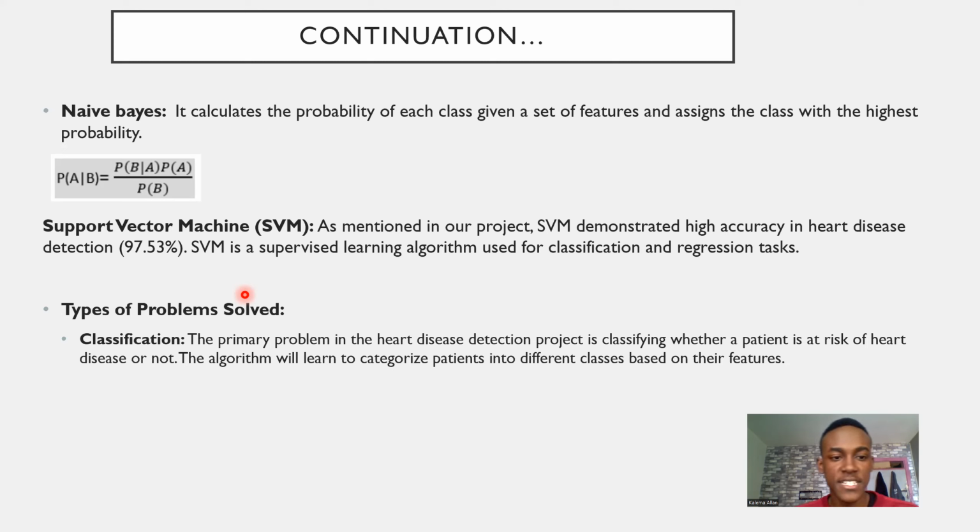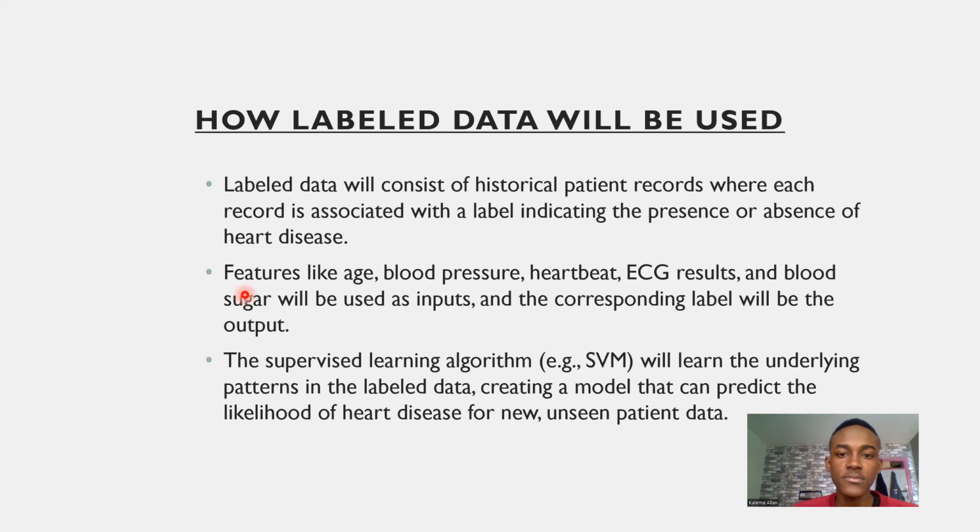We have the support vector machine. As mentioned in our project, this demonstrates high accuracy in heart disease detection. Remember, it's a supervised learning algorithm used for classification and regression tasks. So, types of problems. The primary problem in the heart disease detection project is classifying whether the patient is at risk of heart disease or not. The algorithm will learn to categorize these patients into different classes based on their features.